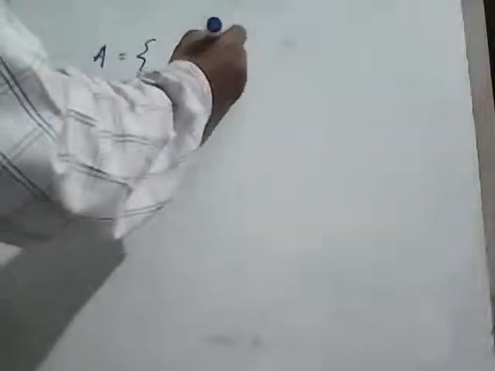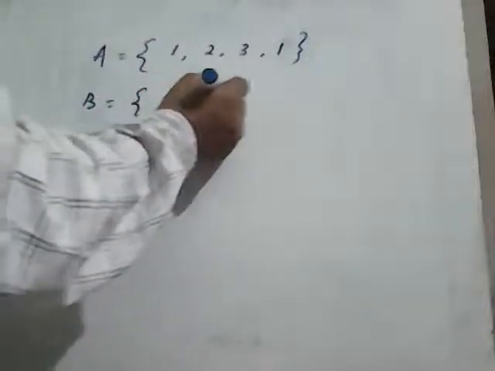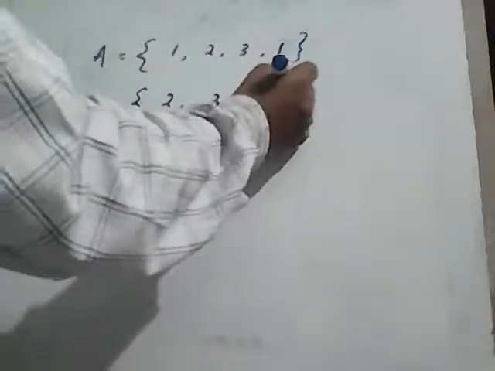Now I will start with the board. So far as equal sets, see now, suppose a set is written A. The elements are written 1, 2, 3, 1. Another set you see, B. It is written 2, 3, 1.